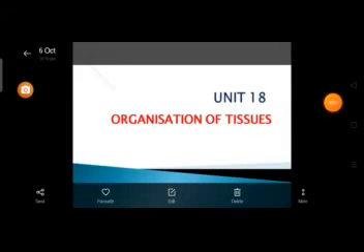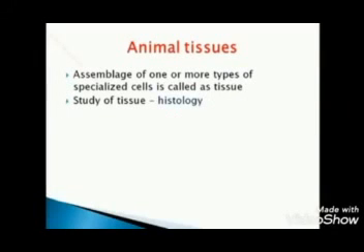Good morning, dear students. In this class, we will learn about animal tissue and cell division. Animal tissues. The assemblage of one or more types of specialized cells is called a tissue. The study of tissues is called histology.